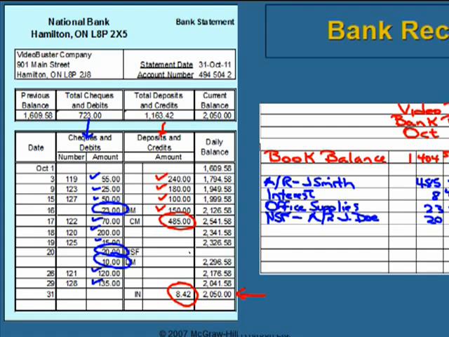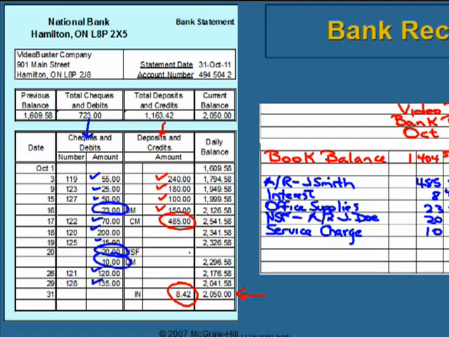The last item that's circled in the check column is another debit memo for $10. So I'm going to look through the bank statement, find out what that debit memo is for, and I'm going to tell you that it's for a service charge. So we're going to put that $10 down on our bank reconciliation as well.